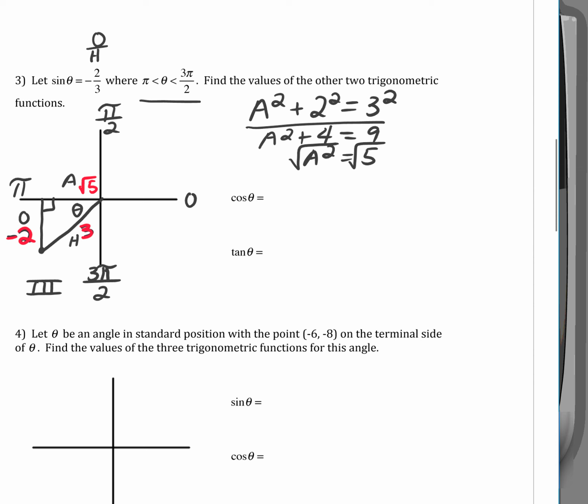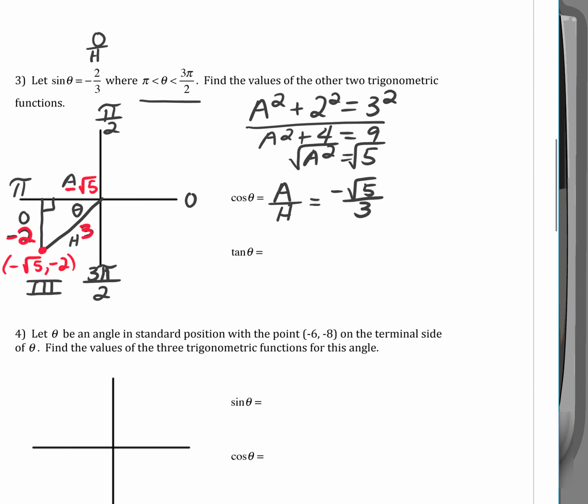It is also going in the negative direction because it's going left. So again, if we were to list this out as a point, we would write it as negative square root 5, because that's our x value, -2. And now we're going to do adjacent over hypotenuse, which in this case is negative square root 5 over 3.